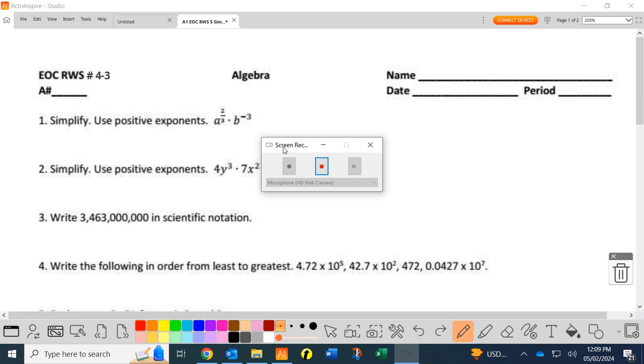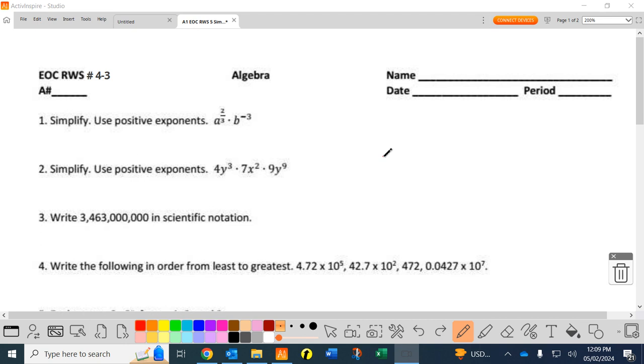EOC review. We are going to go through and work this out together. If you have questions, you can ask me later on, but for now we're going to work straight through it. If you do need to go back and watch anything, you can always rewind and go back over anything. I will answer questions later on if you have any after you've worked through this. Okay guys, here we go.